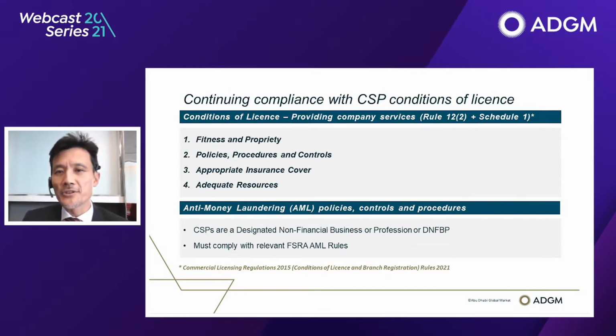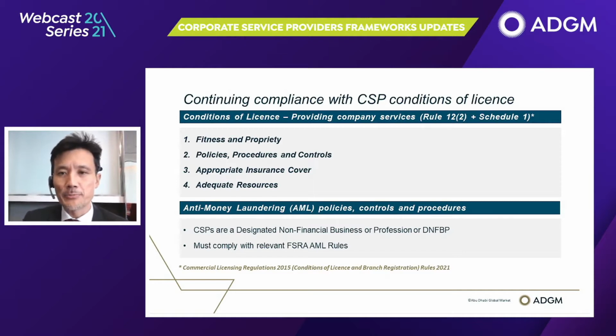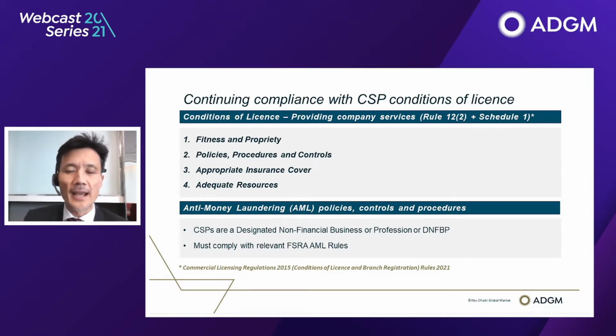CSPs are reminded that they must ensure that they comply with the specific conditions of license on an ongoing basis. These include conditions on fitness and propriety, having adequate policies, procedures, and controls in place, maintaining appropriate professional indemnity insurance, and maintaining adequate financial and system resources. As a DNFBP, a CSP is also required to comply with AML rules and maintain effective AML policies, procedures, and systems and controls to prevent opportunities for money laundering.